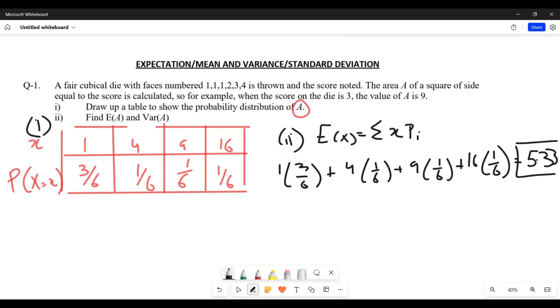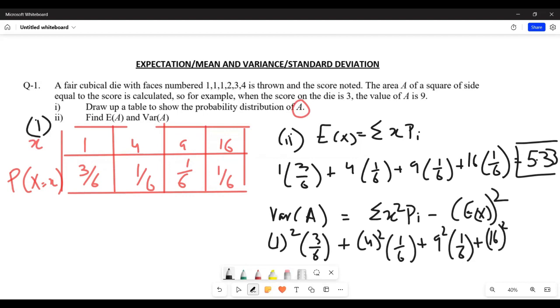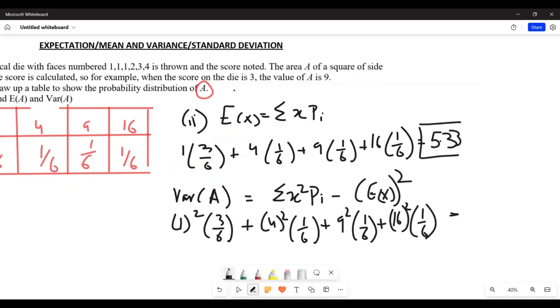Okay. Now we have to find the variance of A. So the formula for that is, you do not square root for variance. It's going to be summation X squared times probability minus expected value squared. So it's going to be 1 squared times its probability plus 4 squared times its probability plus 9 squared times its probability plus 16 squared times its probability minus, use the unrounded answer.